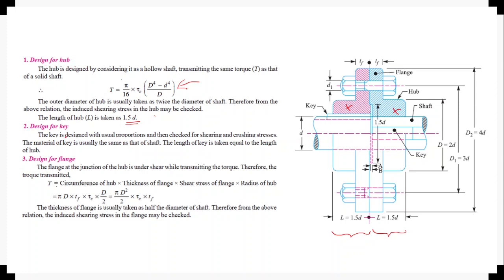Then design for key. The key is designed with the usual proportions and then checked for the shearing and crushing stresses. The material of the key is usually the same as that of the shaft. The length of the key is taken equal to the length of the hub.